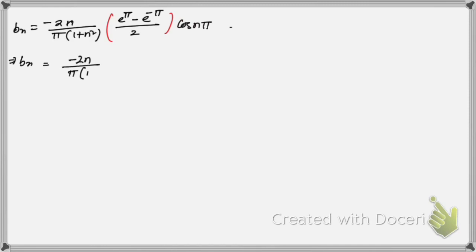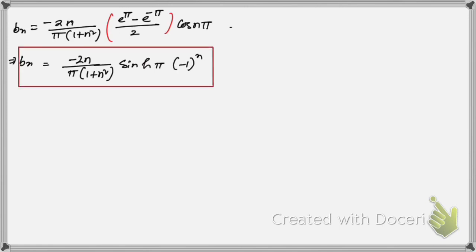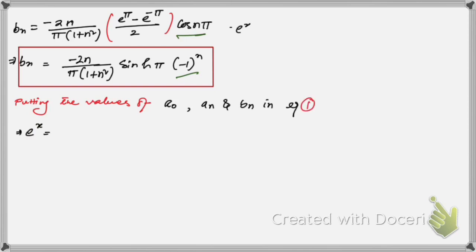So this is nothing but bn, sine hyperbolic pi. So cos n pi is this, minus 1 to the power n. So we're going to use the value of putting the values of a naught, a n, b n in equation number 1. So what you will get?